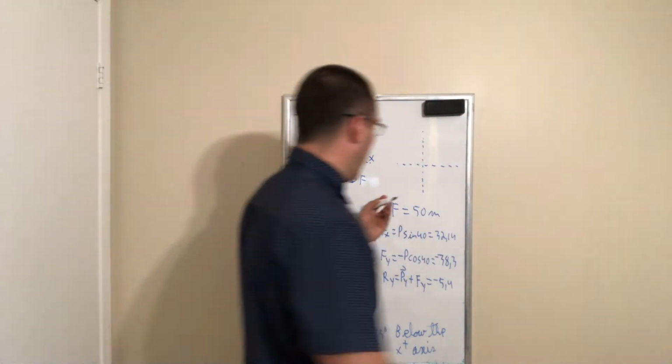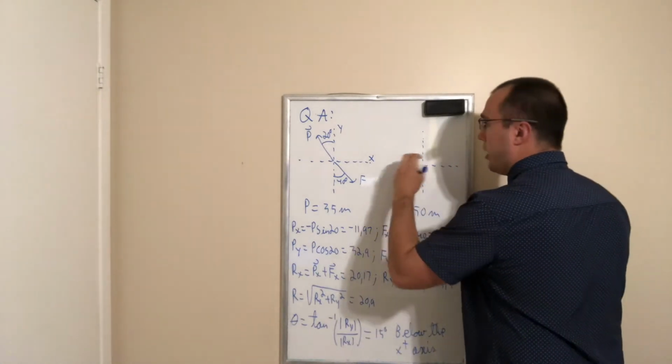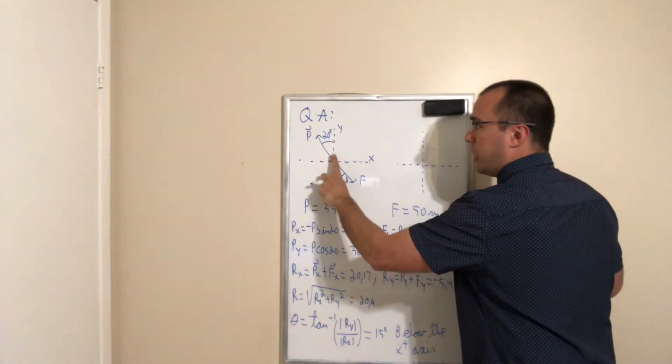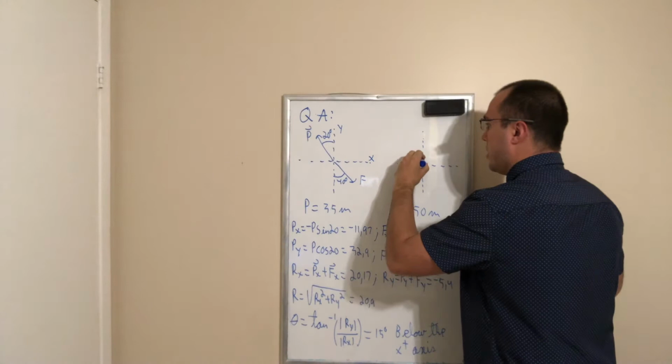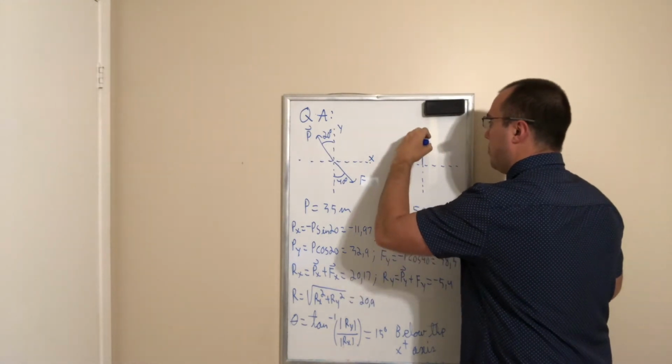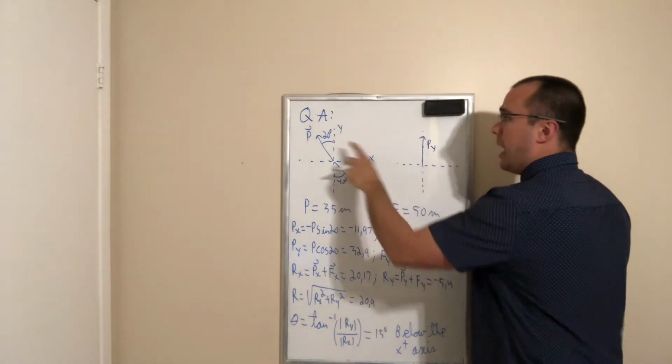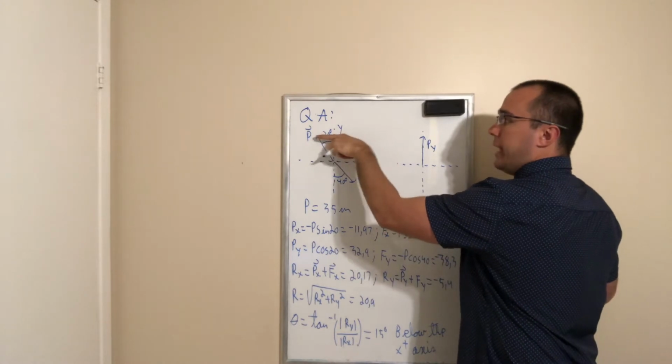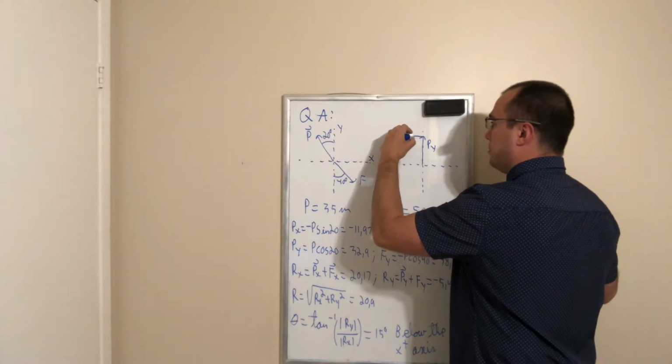We want to create two vectors, Px and Py. So let's look at vector P. It's pointing in the positive y direction. Therefore, Py will be pointing in the positive y direction. Px would be pointing in the negative x direction.